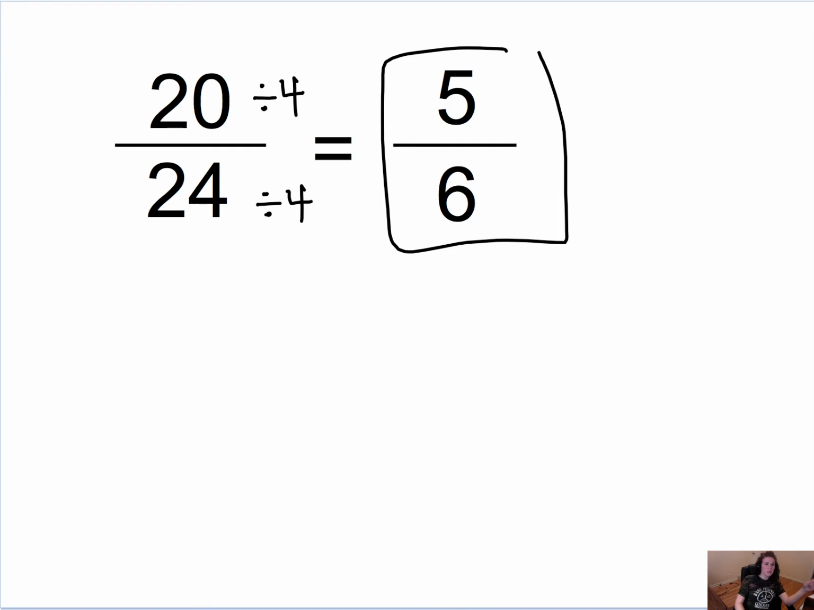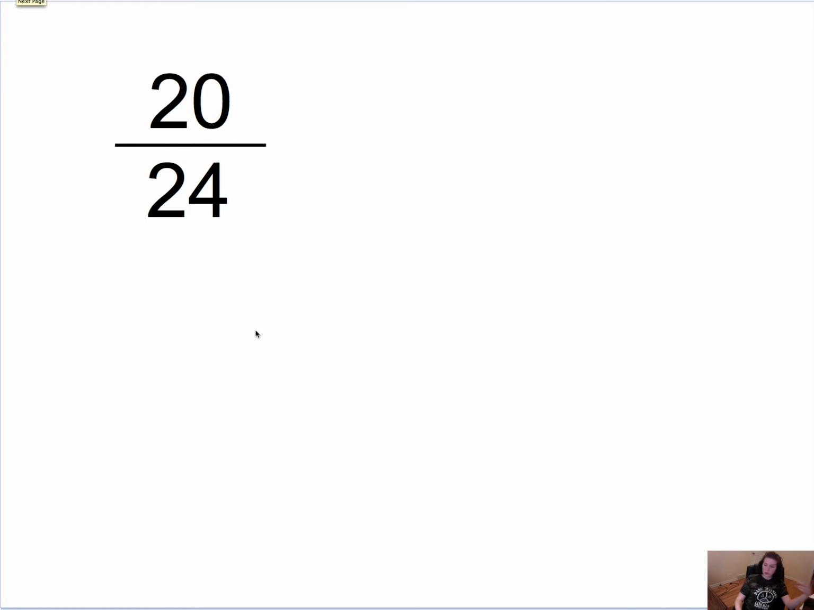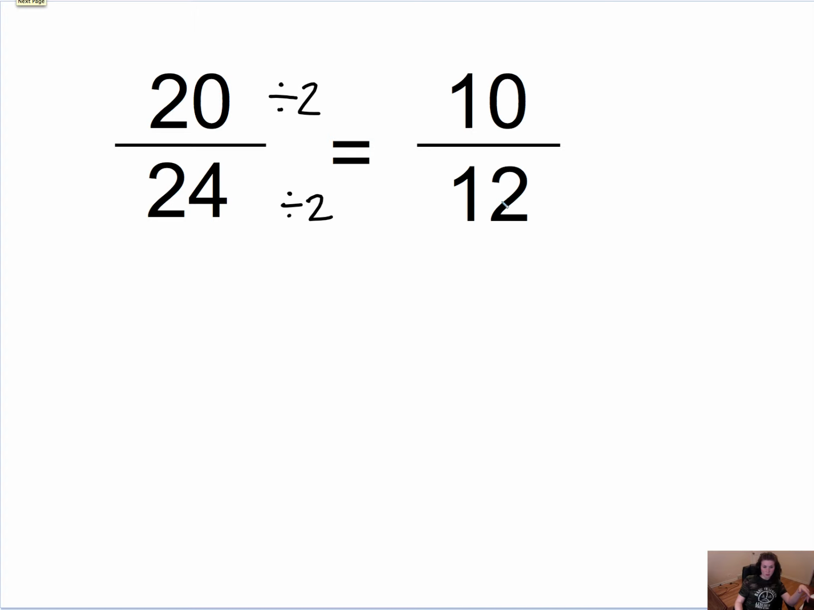All right, now let's take that same fraction, 20/24. Let's say you couldn't figure out the greatest common factor. That's fine. You can just divide this by any factor that they both have in common. So I could see 20 and 24 both have a common factor of 2 because they're both even. So I'm going to divide by 2, and remember, whenever I divide by 2 in the numerator, I've got to divide by 2 in the denominator. Therefore, that would simplify to 10/12 because 20 divided by 2 is 10, 24 divided by 2 is 12.